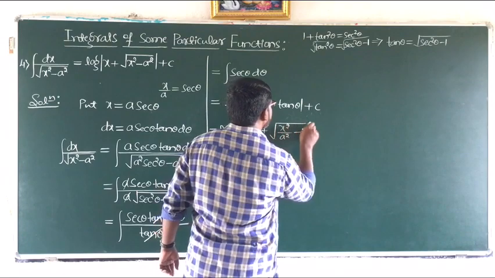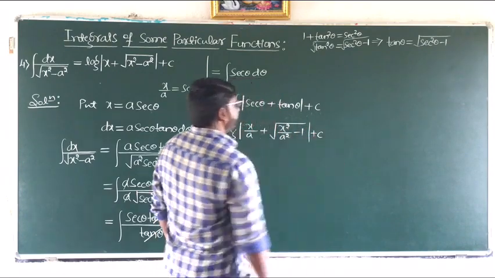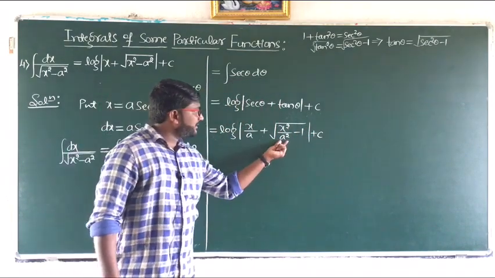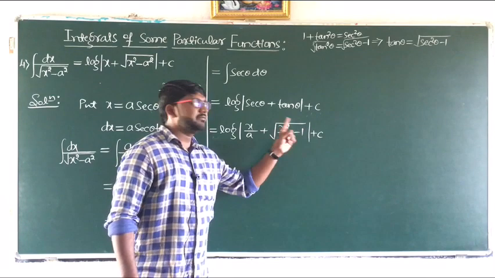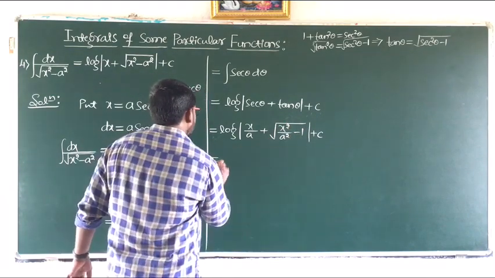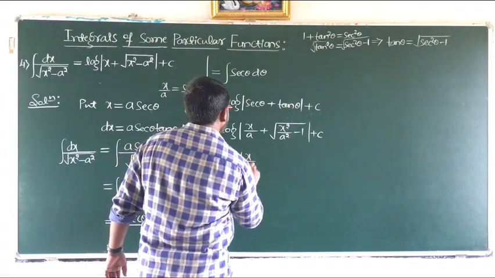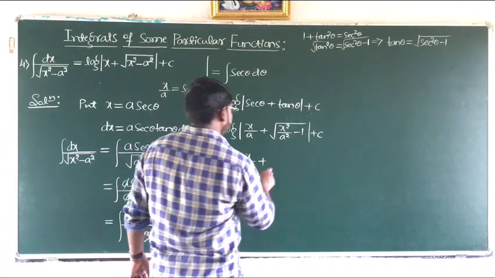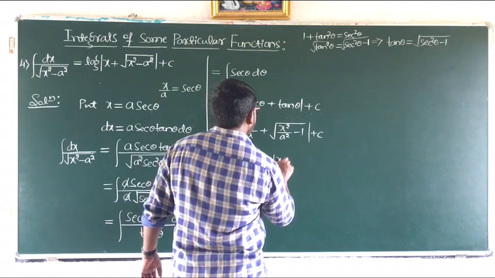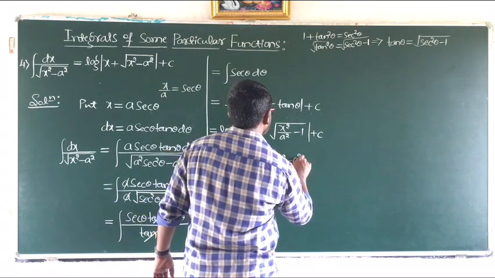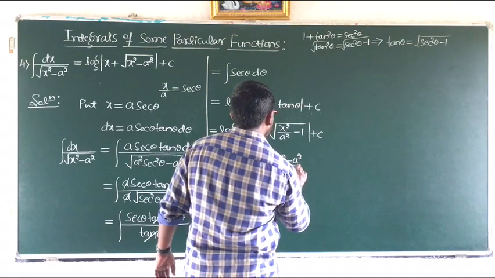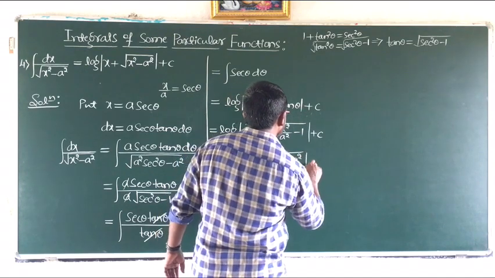I hope you have understood this step. So now in the next step we have to take the LCM. A square will be multiplied with 1. So this equals log mod x by a plus under root x square minus a square divided by a square plus c.